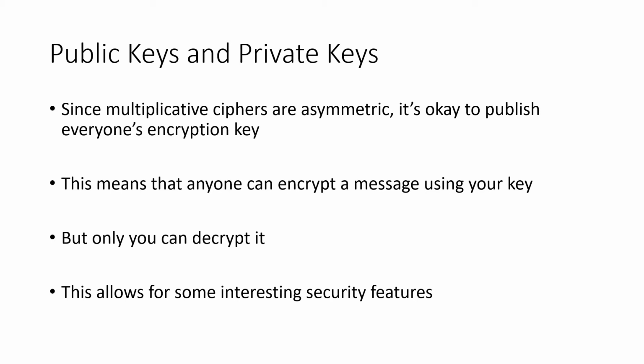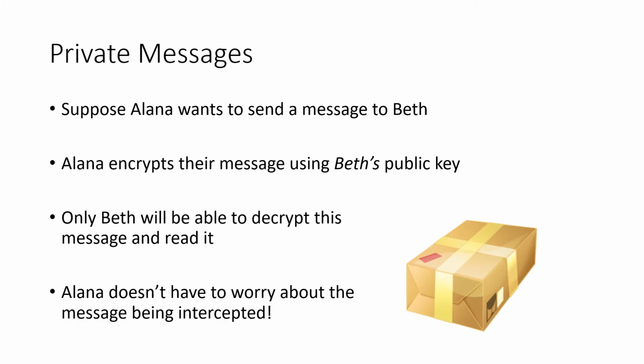And this allows us to have some interesting security features. So let's suppose that Alana wants to send a message to Beth, and Alana encrypts their message using Beth's public key. So anybody could have done that, but Alana did it. So Alana has a message that they want to send, they use Beth's public key to encrypt it, and then they send it to Beth. Only Beth is going to be able to decrypt this message and read it because only Beth knows Beth's decryption key. So Alana doesn't have to worry about their message being intercepted. So this transmission problem, where we worry about the message being intercepted by somebody else and somebody else reading it, we don't have to worry about that here because only Beth is going to be able to decrypt this message.